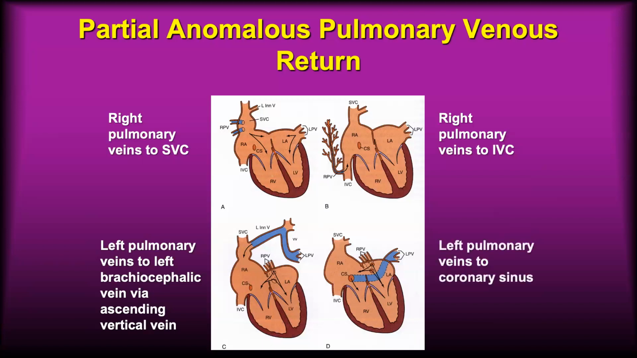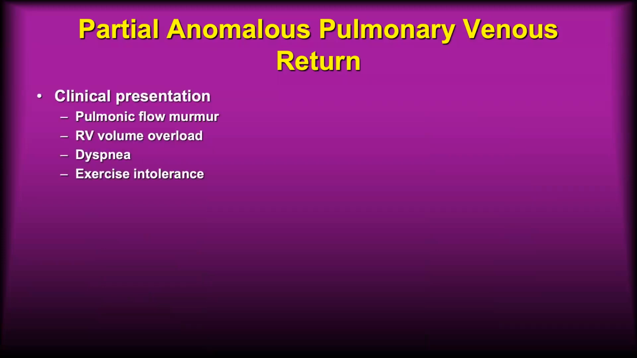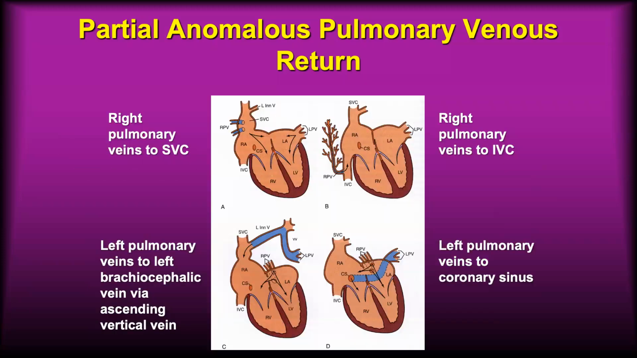Then we have left pulmonary veins to the coronary sinus. There. Again, you're thinking extra blood flow, extra blood volume to the right side of the heart. Was that suggesting that it runs posteriorly to the heart? It does suggest that.